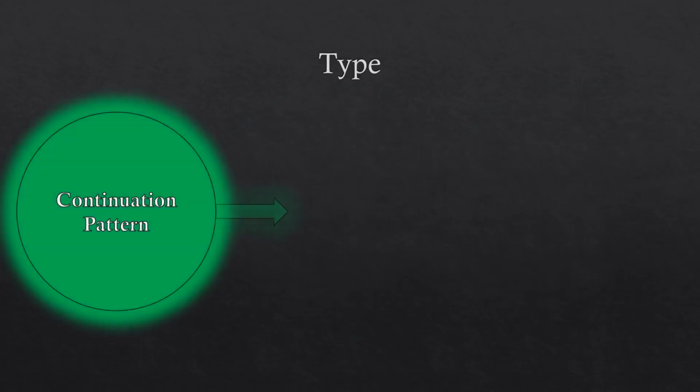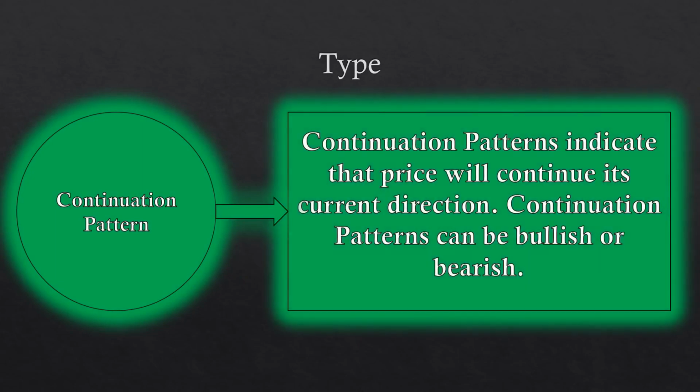Continuation patterns indicate that price will continue to go in its current direction. Like the name suggests, the continuation pattern states that price will continue its current trajectory instead of reversing it. Like reversal patterns, continuation patterns can be bullish or bearish.